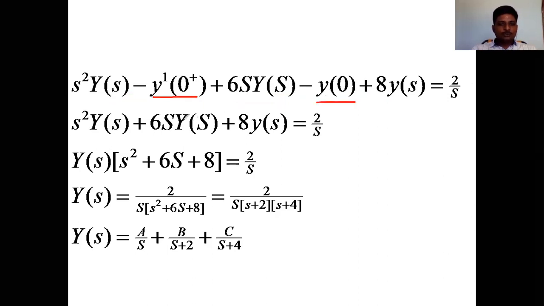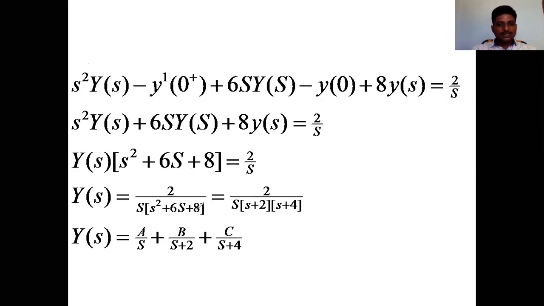Once those two values become 0, you write the remaining terms: s square into Y(s) plus 6 into s into Y(s) plus 8 into Y(s) is equal to 2 by s. That's what I have written here. After that, take Y(s) as common. Then you can write s square plus 6s plus 8 is equal to 2 by s. Therefore, Y(s) is equal to 2 by s into s square plus 6s plus 8.